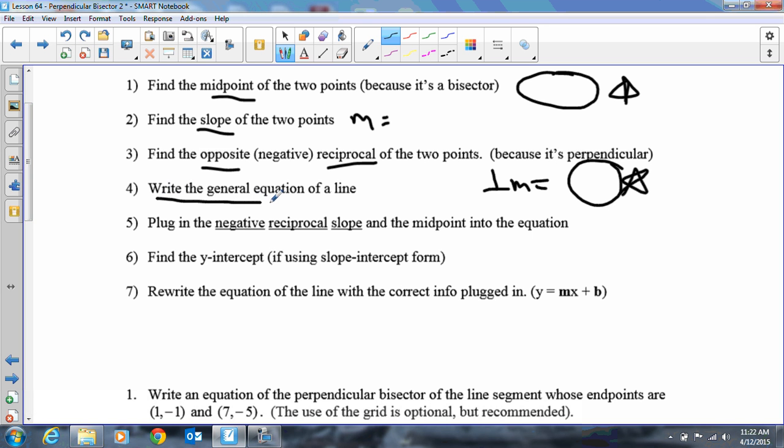You're then going to write your equation of a line. So that means you're going to write either y equals mx plus b, or you're going to use the new one, y minus y1 equals m times x minus x1. So either one of those equations you're going to use, and then you're going to plug in the negative reciprocal slope and the midpoint. You're going to plug both of those in, and then you're basically going to convert it into y equals mx plus b form. All right, so let's start.